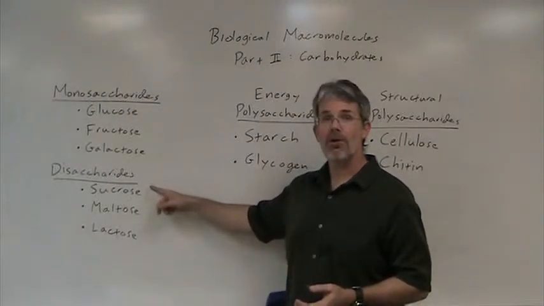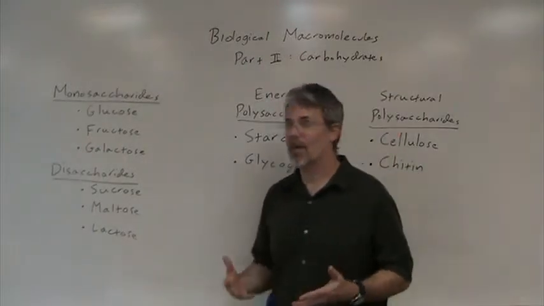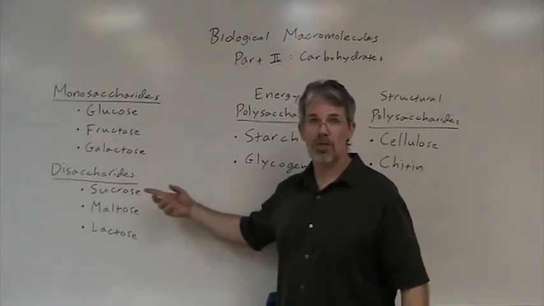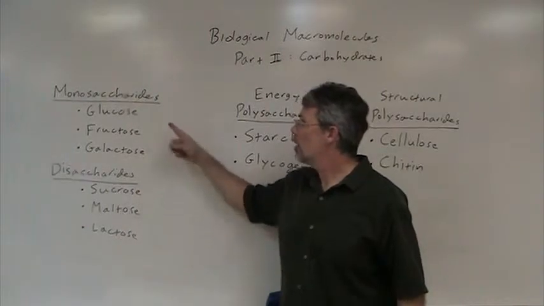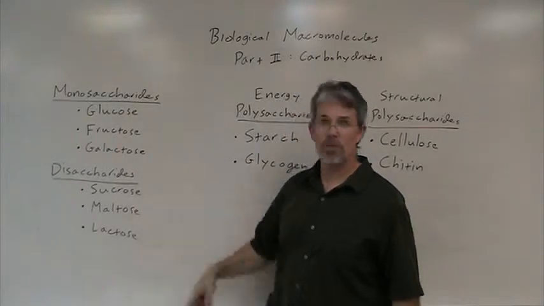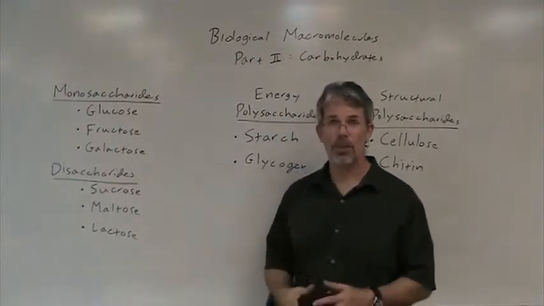Now, disaccharides are sugars made of 2 monosaccharides. And again, I've got 3 examples: sucrose, maltose, and lactose. Sucrose is table sugar. It's made of a glucose and a fructose stuck together. Maltose is made of 2 glucoses. And lactose is made of glucose and galactose put together.